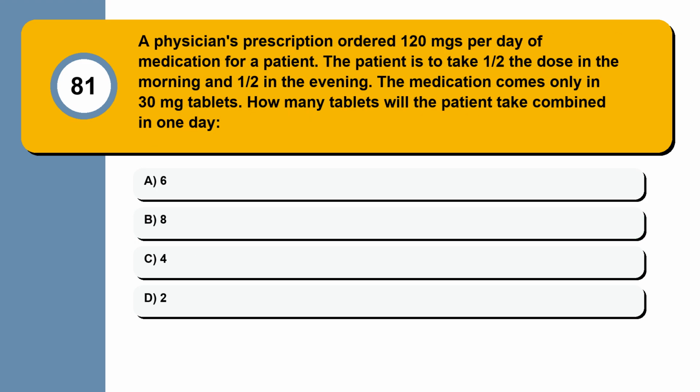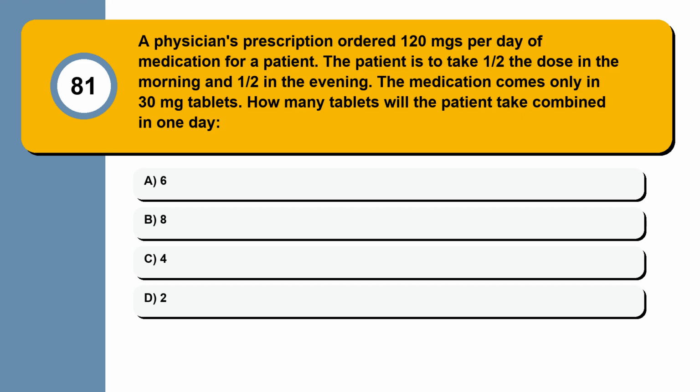Question 81. A physician's prescription ordered 120 mgs per day of medication for a patient. The patient is to take 1 or 2 the dose in the morning and 1 or 2 in the evening. The medication comes only in 30 mg tablets. How many tablets will the patient take combined in one day?